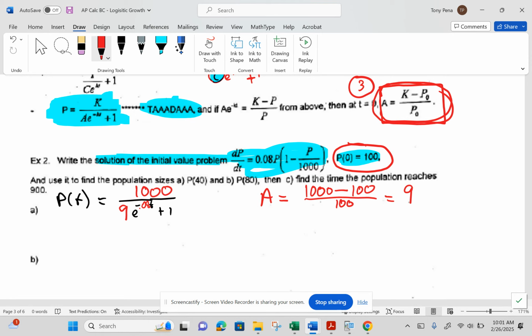Now we can answer the first 2 questions. All I want you to do in part A is find the population after 40 whatever, or years, days, months, whatever the units would have been for this particular problem. So you now have this equation. This is our population equation, and you're just plugging in 40 for that. Okay, so do that.